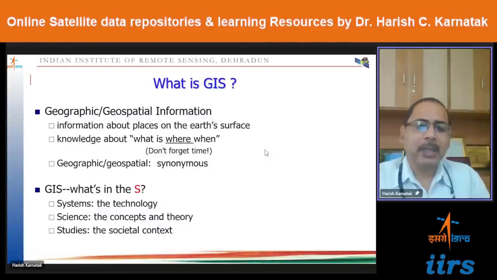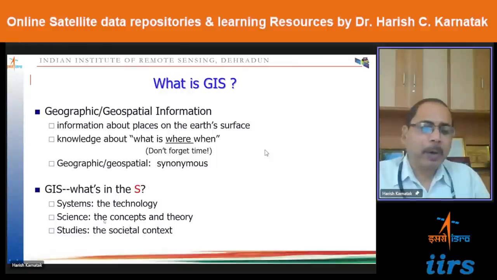Suppose you want to understand how the land cover is changing in my locality during the last 50 years or last 100 years. GIS can help you for this purpose. For example, you want to understand how cities are growing, how forest covers are changing in my locality. You can take satellite-based observations, integrate this data into GIS, and then you can get this information.